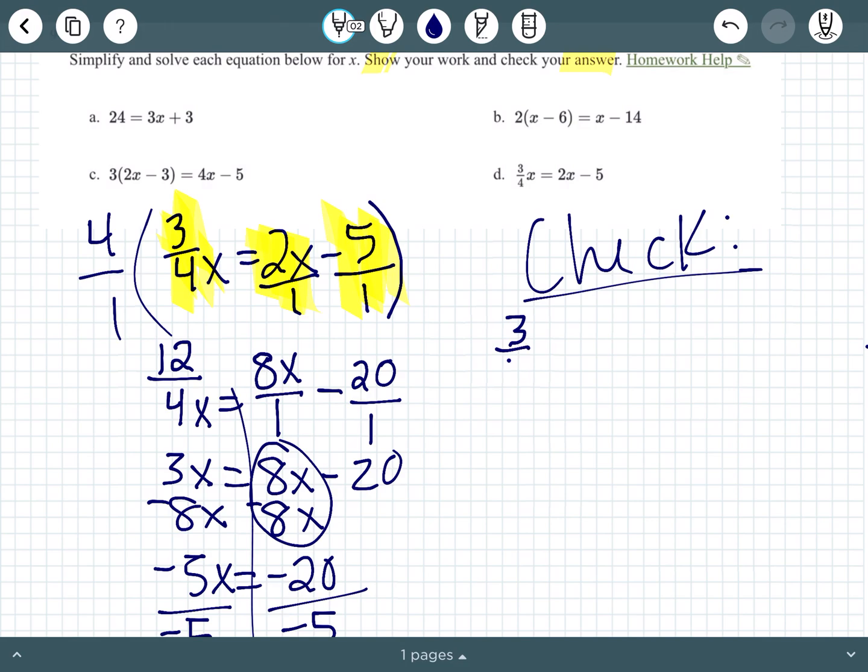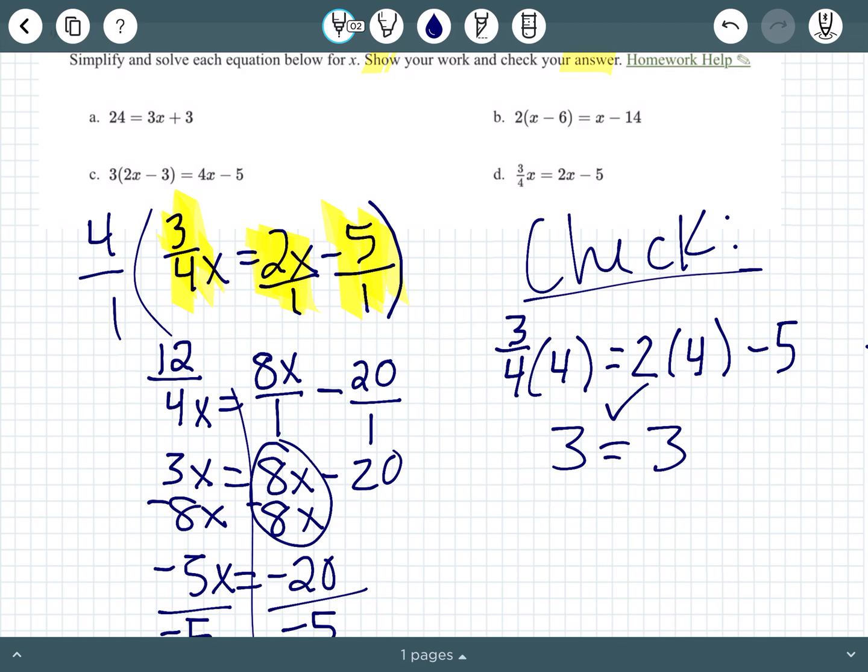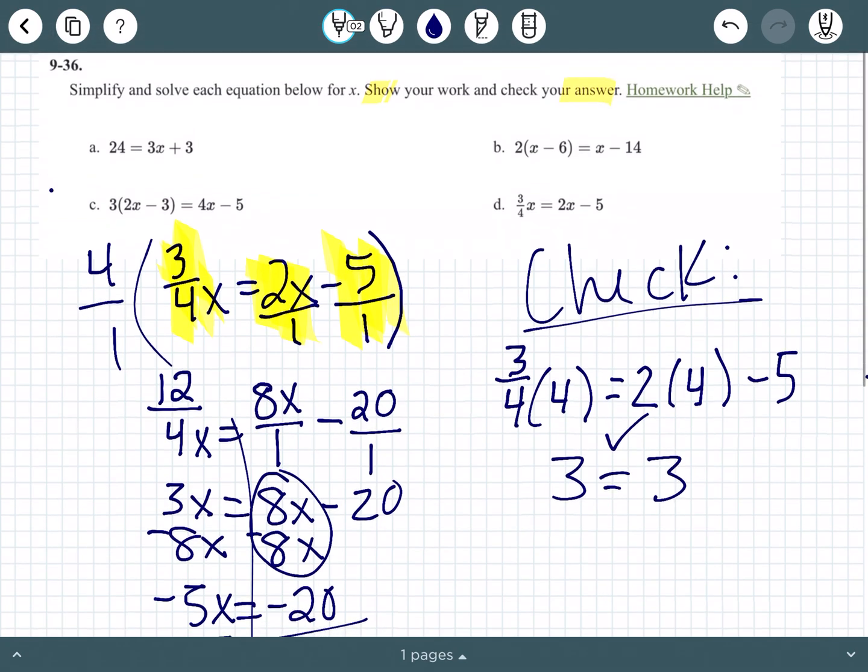So I'm going to have 3/4 x, and x was 4. So 3/4 times 4, we're going to set that equal to 2 times, x was 4, then minus 5. So what we should get when you put this into your calculator, we should end up getting 3 on each side. So 3 is equal to 3. Yes, that checks out, and we are done for problem 936.